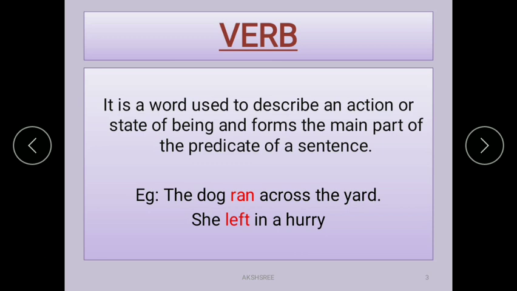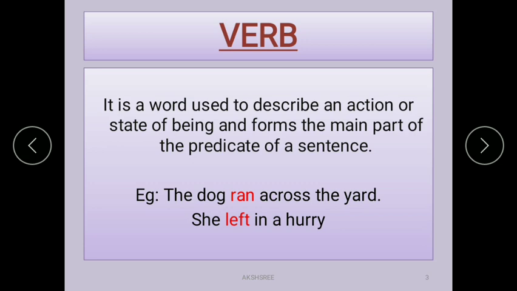Here we can look at an example. The dog ran across the yard. Here, ran is the verb. It shows the action performed by the subject in the sentence. Here, which is the subject? Dog is the subject. She left in a hurry. Here, left is the verb.